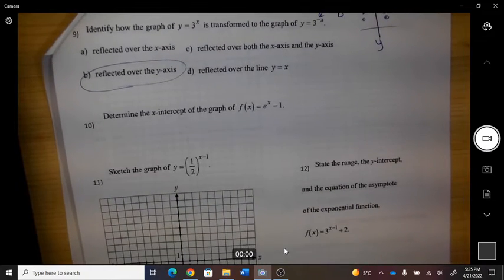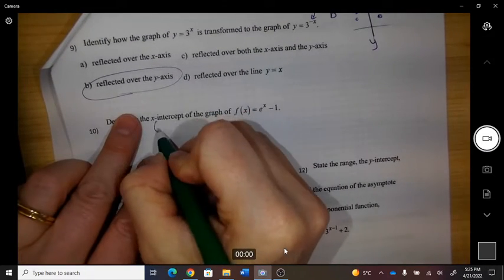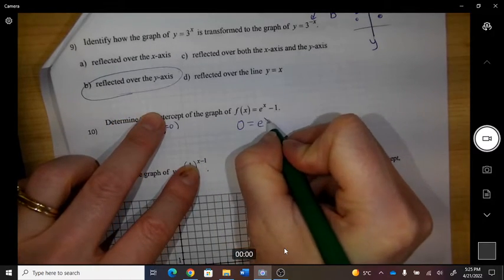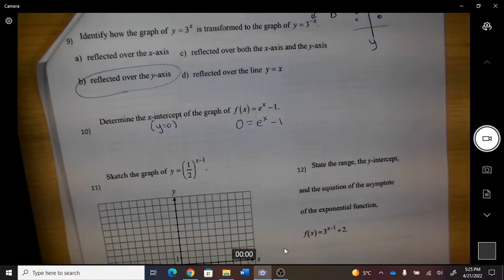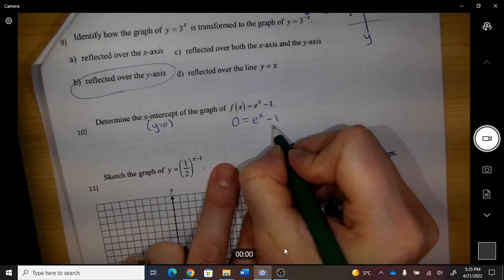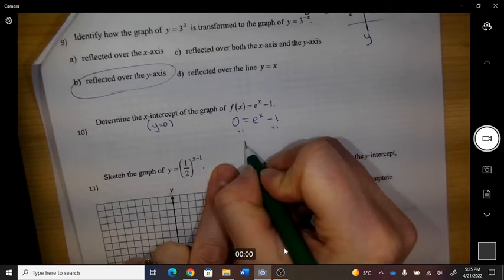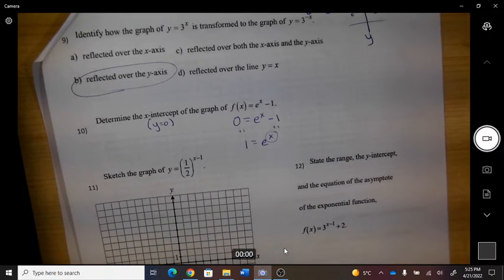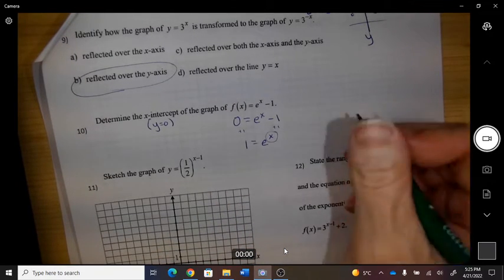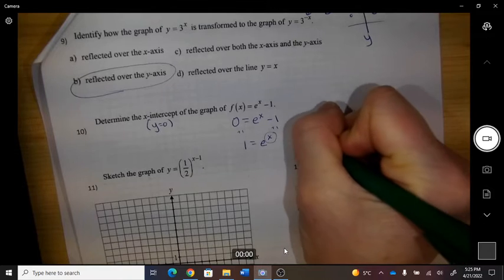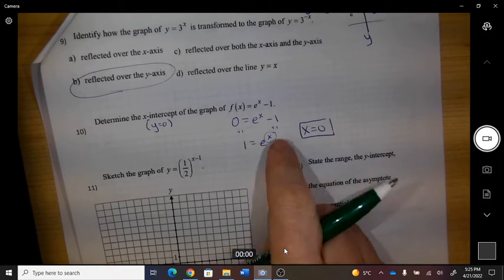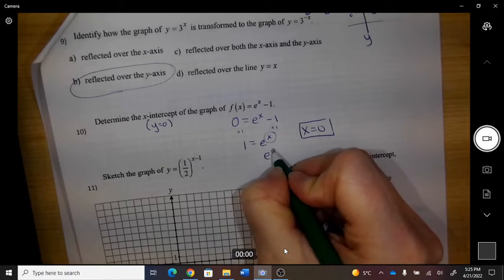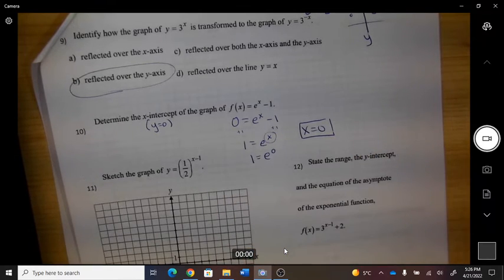Determine the x-intercept of this graph. So an x-intercept is where y is 0. So I'm going to move my 1. Now what exponent creates an answer of 0? An exponent, or sorry, an answer of 1, an exponent of 0, right? Because e to the 0 would be 1.